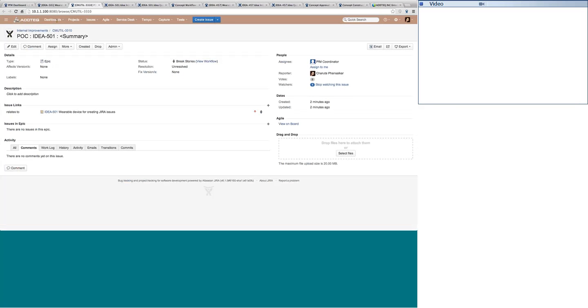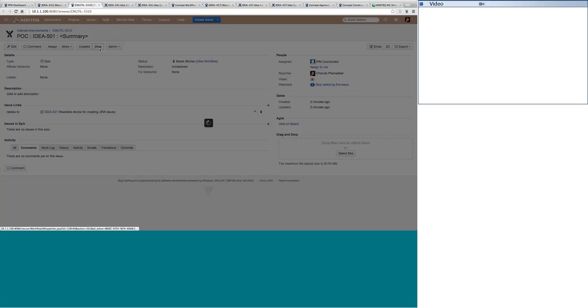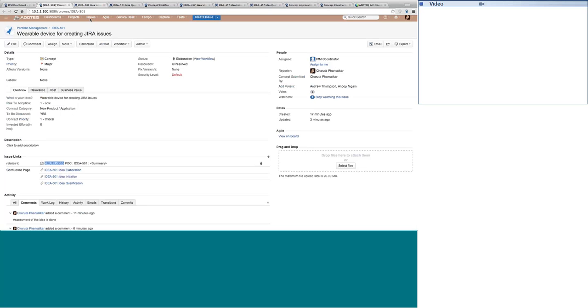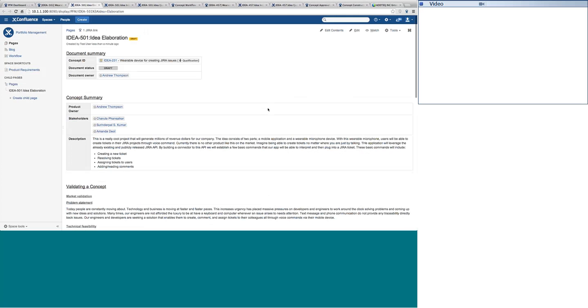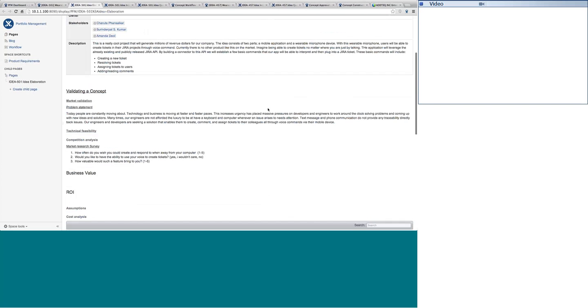For our idea, let's say that we have already completed the technical POC and we would now like to go and elaborate. But before that, I would like to show you the idea elaboration template that we have. Now here you can see that it is more detailed than the idea initiation and idea qualification, and this is something where we have more information. So here we validate the concept based on market validation, maybe the problem statement, or the competition analysis, along with market surveys, and we draw business value based on ROI, cost analysis, and whatnot.